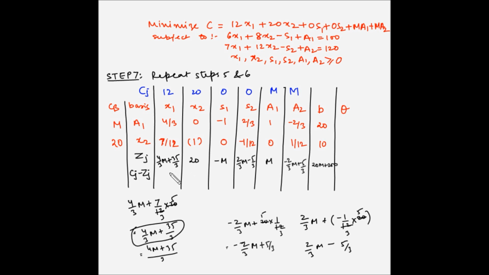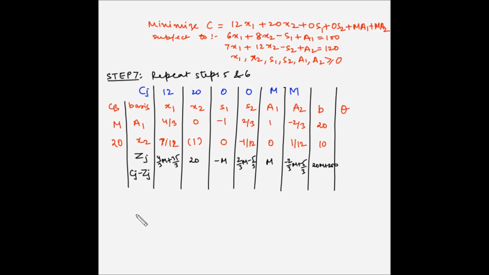So for x1, 12 minus 4 by 3m minus 35 by 3. So we'll keep the component with m separate. So 12 minus 35 by 3 minus 4 by 3m.